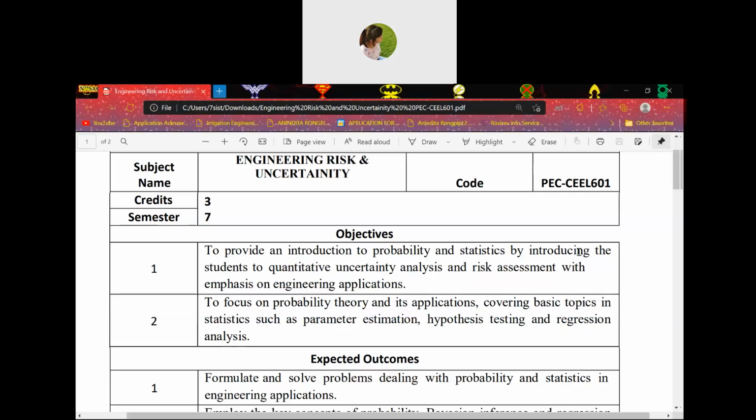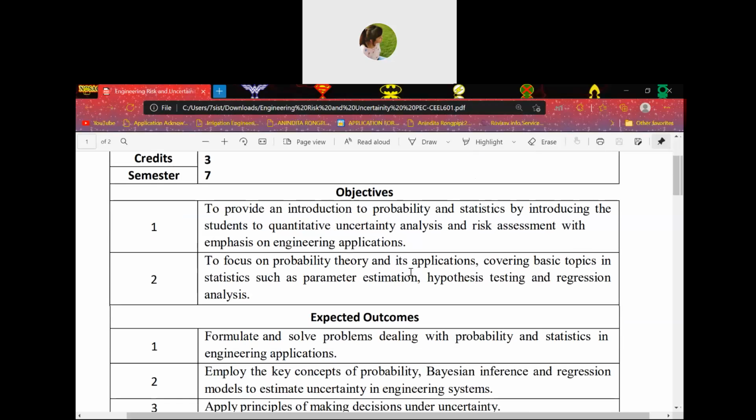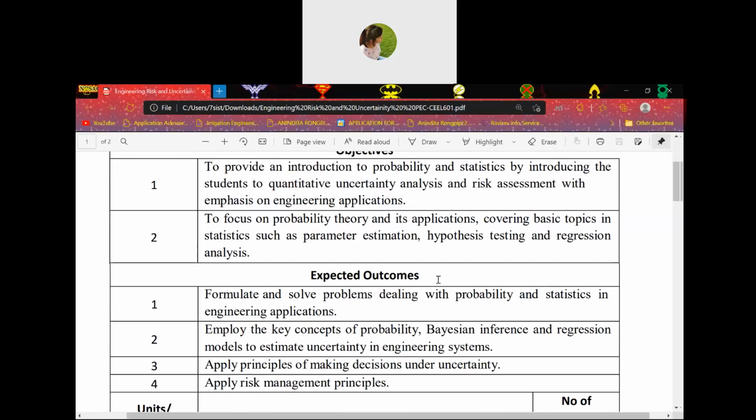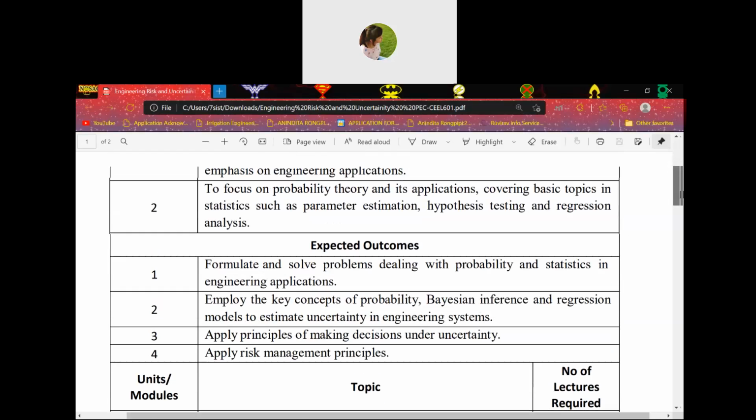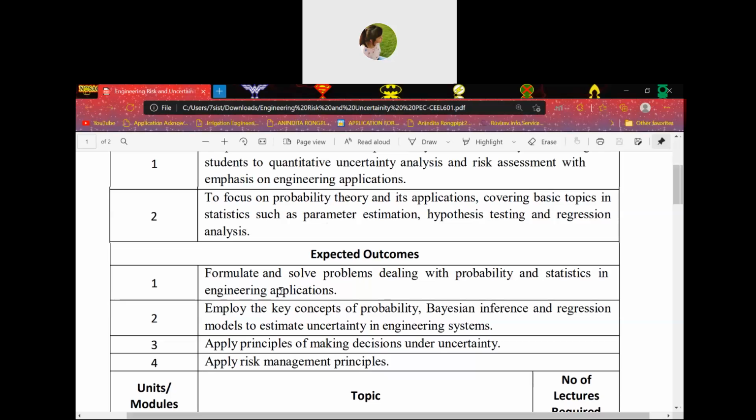So after the completion of this subject, what are the outcomes? That means, as a student, what you will understand or learn after the completion of this subject. The first one is to formulate and solve problems dealing with probability and statistics in engineering applications. At the end of the subject you will know and understand how to formulate and solve the different problems related to engineering risks and assessments.